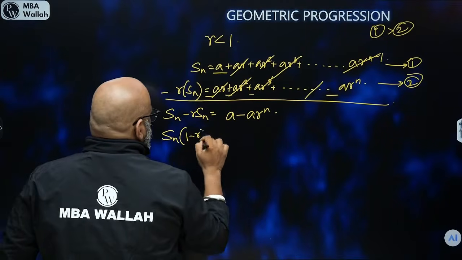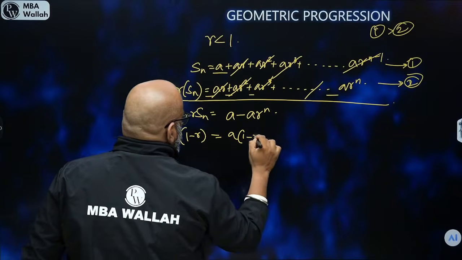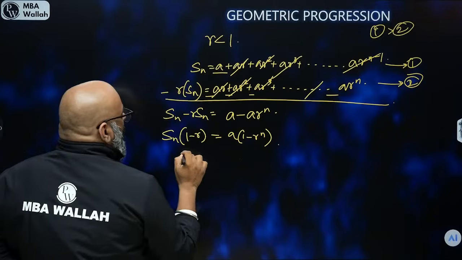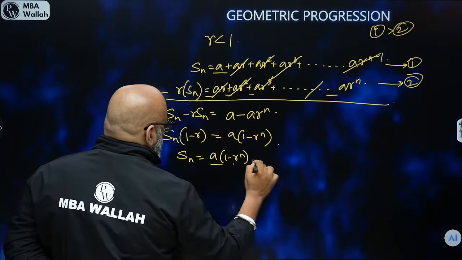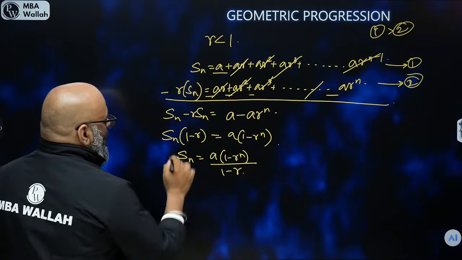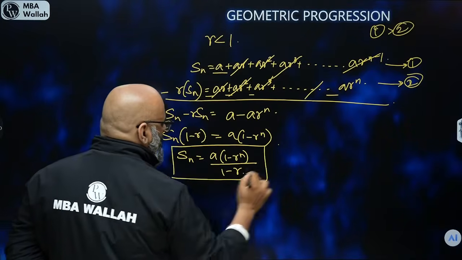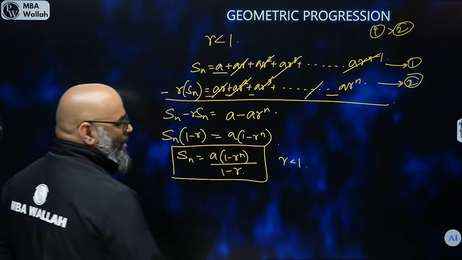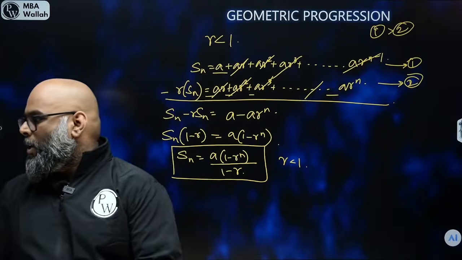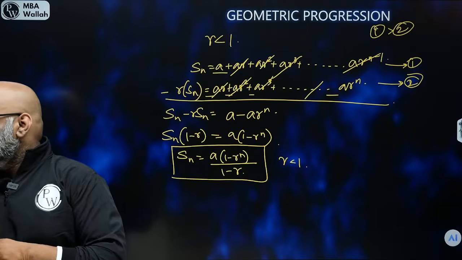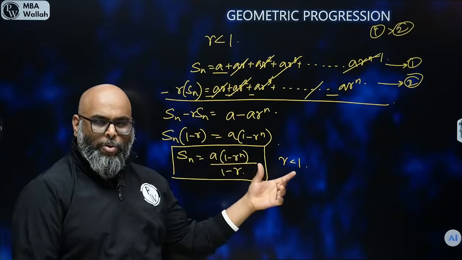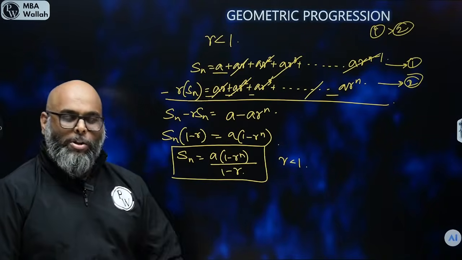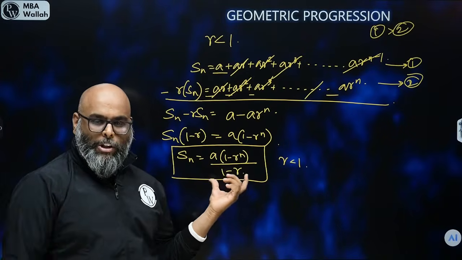1 minus R is equal to A into 1 minus R power n, or Sn is equal to A into 1 minus R power n. Now this will be the sum of n terms when R is less than 1. Are we good here? Any doubts? Any questions here? You need to understand why this is happening, because you could straight away follow this part alone.